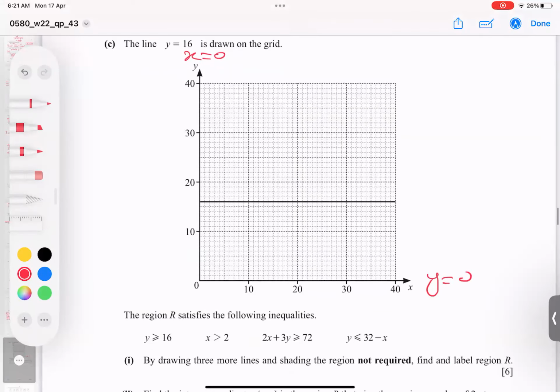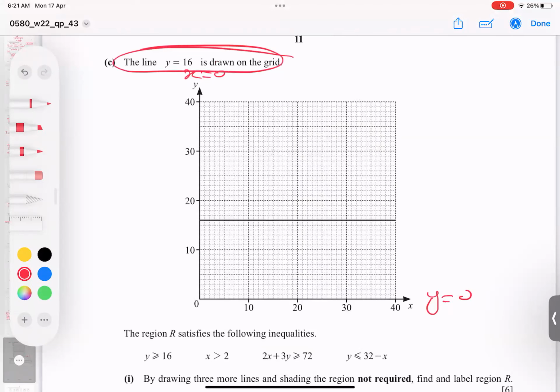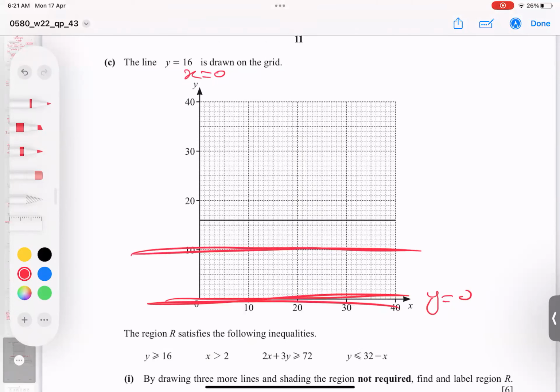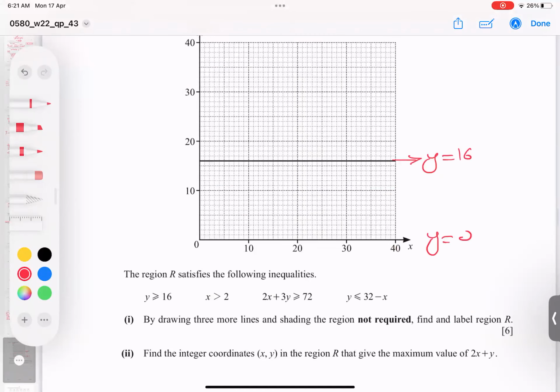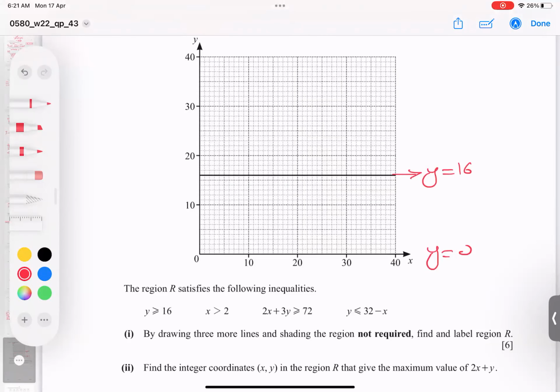Now he's asking here, draw line y equal to 16. This is y equal to 0, this y equals 10, this y equal to 20, and the y equal to 16 is here because this is passing 16. So this line is y equals 16. All right. He's saying region R satisfying these inequalities.